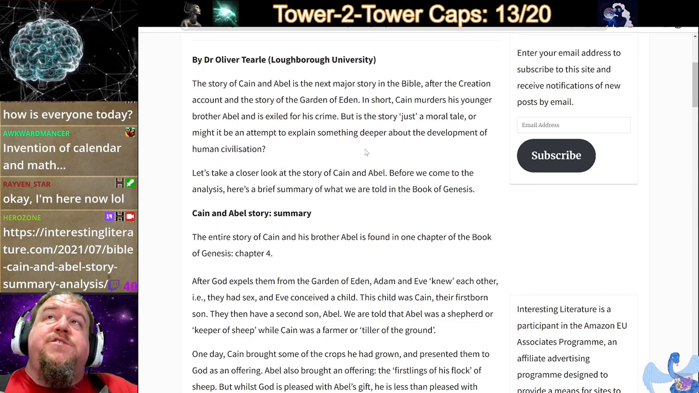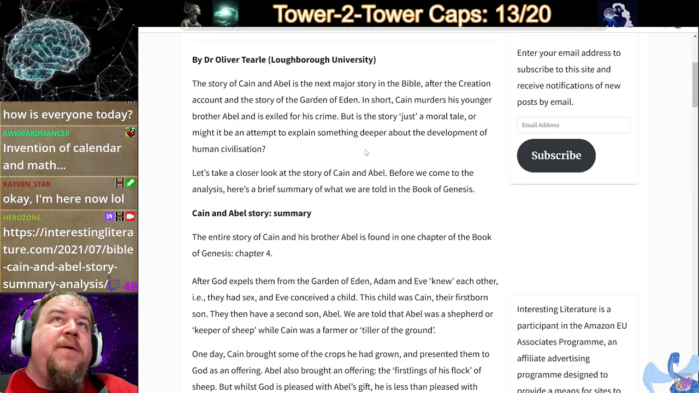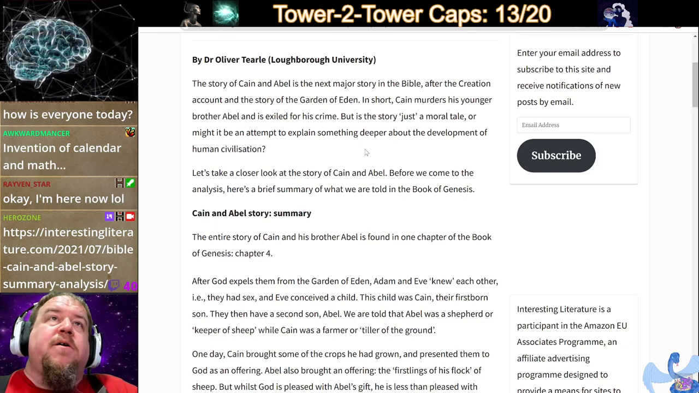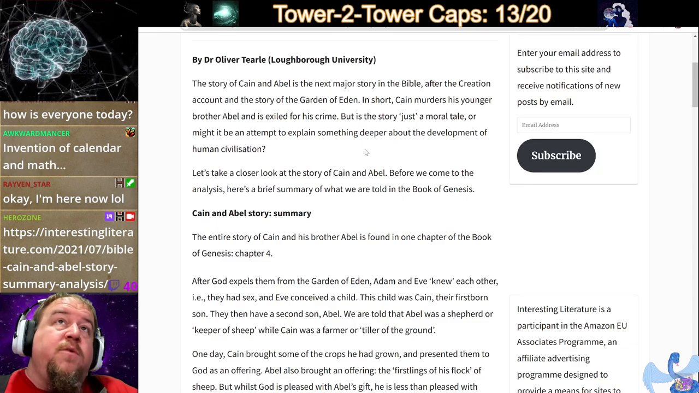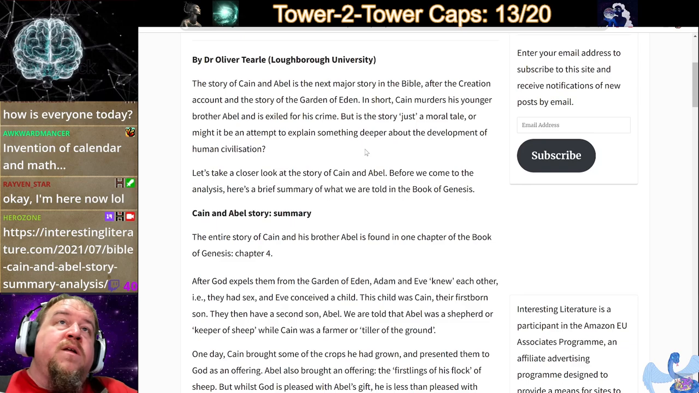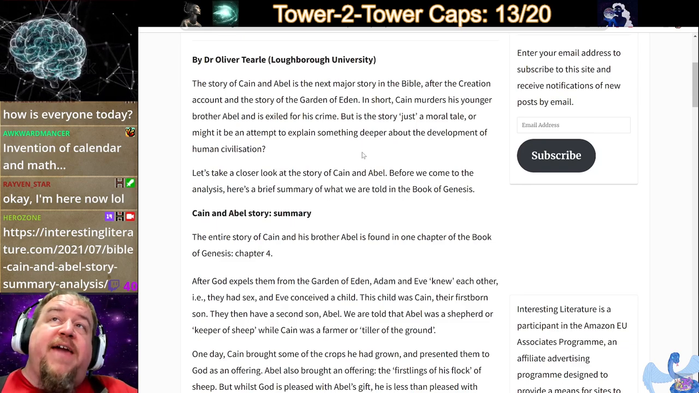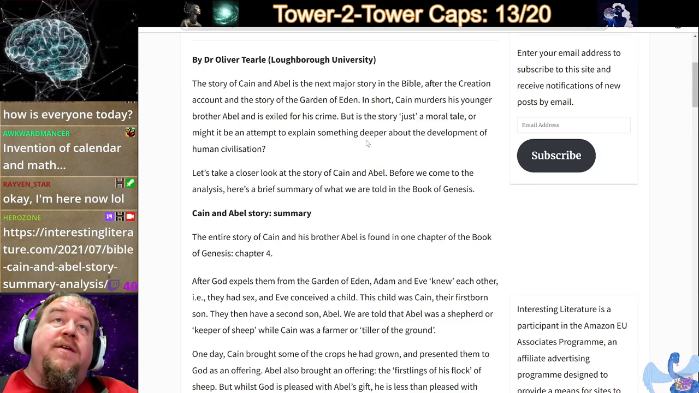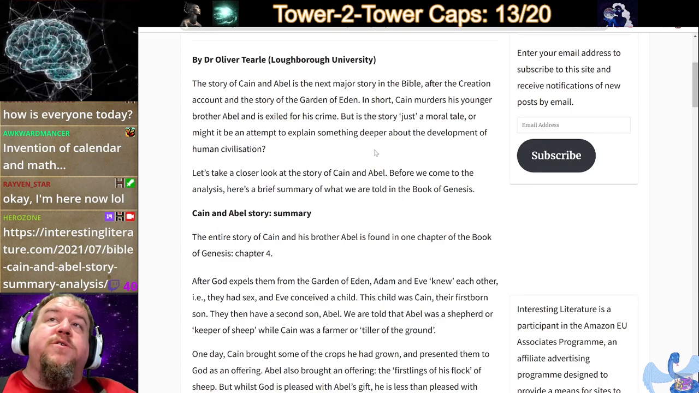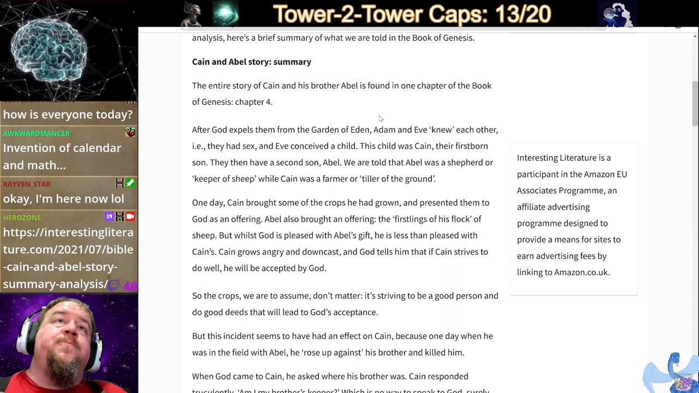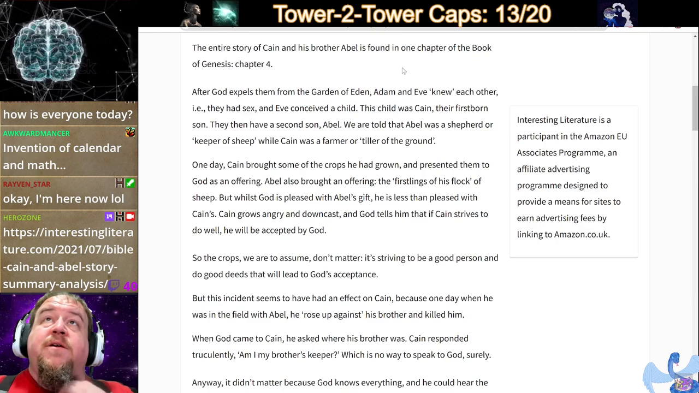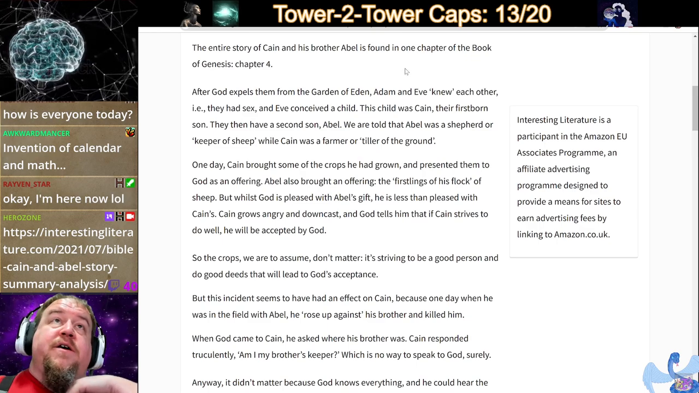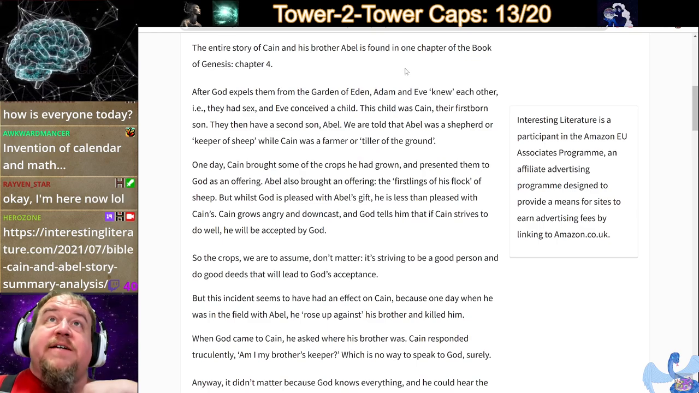But is the story just a moral tale, or might it be an attempt to explain something deeper about the development of human civilization? Let's take a closer look at the story of Cain and Abel. Before we come to the analysis, here's a brief summary of what we're told in the book of Genesis. After God expels them from the Garden of Eden, Adam and Eve knew each other. In other words, they had sex.